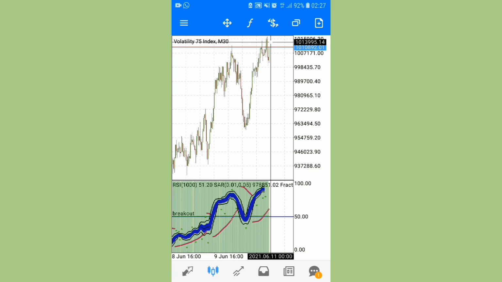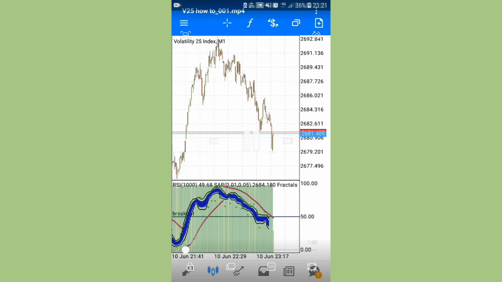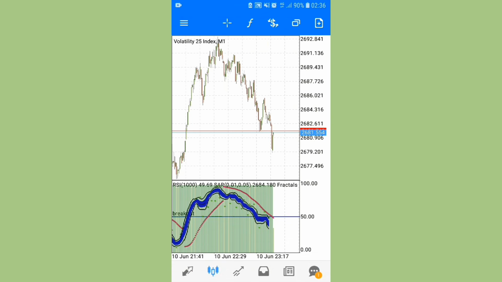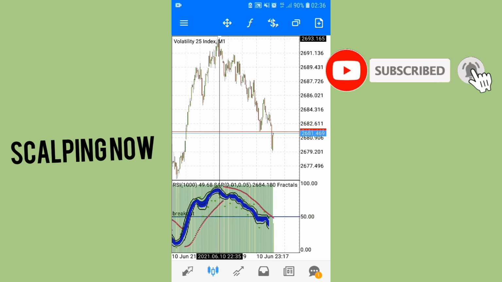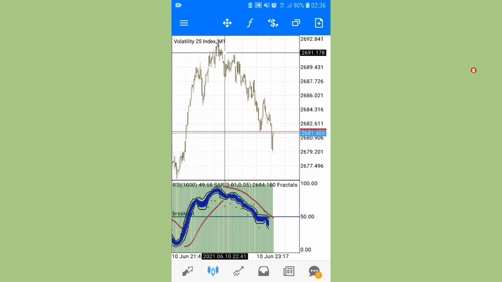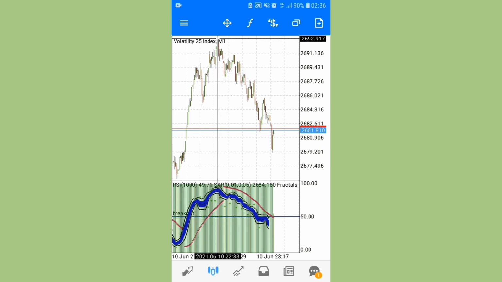I will show you how to use the Volatility 75 to scalp using this strategy later. For the case of Volatility 25, different rules apply. Rule number 1, make sure the Volatility 25 chart is in the 1 minute time frame. Rule number 2, make sure for a sell position the parabolic SAR dots are above the blue channel.